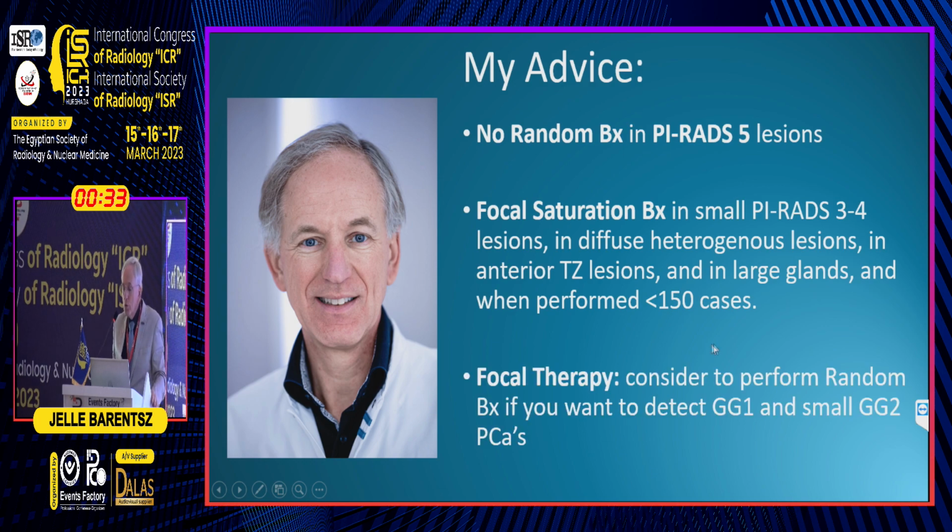Finally, if you do focal therapy, you can consider doing a random biopsy if you really want to rule out other cancers in the other area. Don't forget that in good hands, your negative predictive value of MRI is 97%, which is very high. So even in these patients, we at our institution don't perform random biopsies anymore. It's the end of random biopsy.